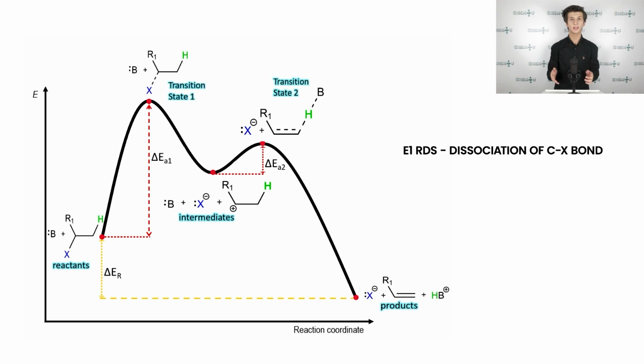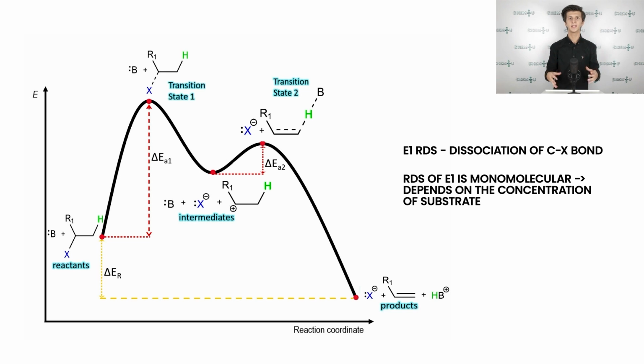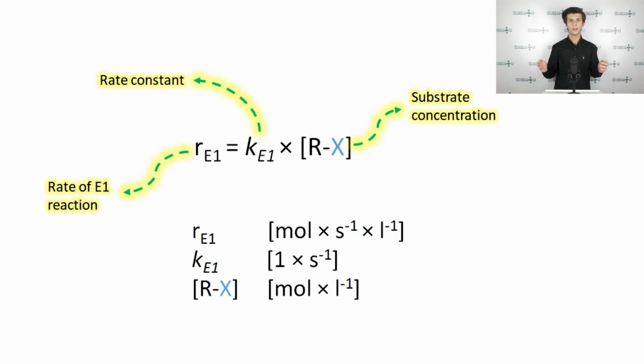You have noticed that only one compound is involved in this rate-determining step, meaning that this step is monomolecular. The subsequent abstraction of the proton is much faster and does not affect much the overall reaction rate. So, the reaction rate depends only on the concentration of the initial substrate and does not depend on the concentration of the base. The rate law of the E1 mechanism is shown on the slide.